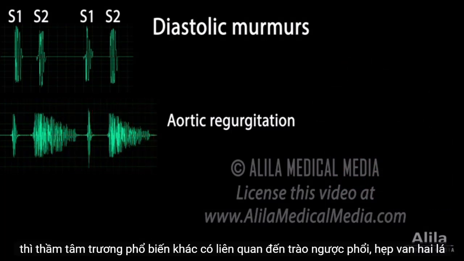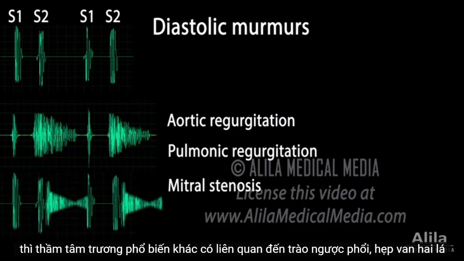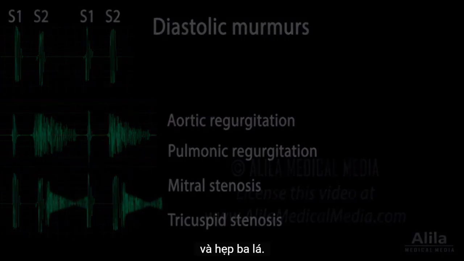Other common diastolic murmurs are associated with pulmonic regurgitation, mitral stenosis, and tricuspid stenosis.